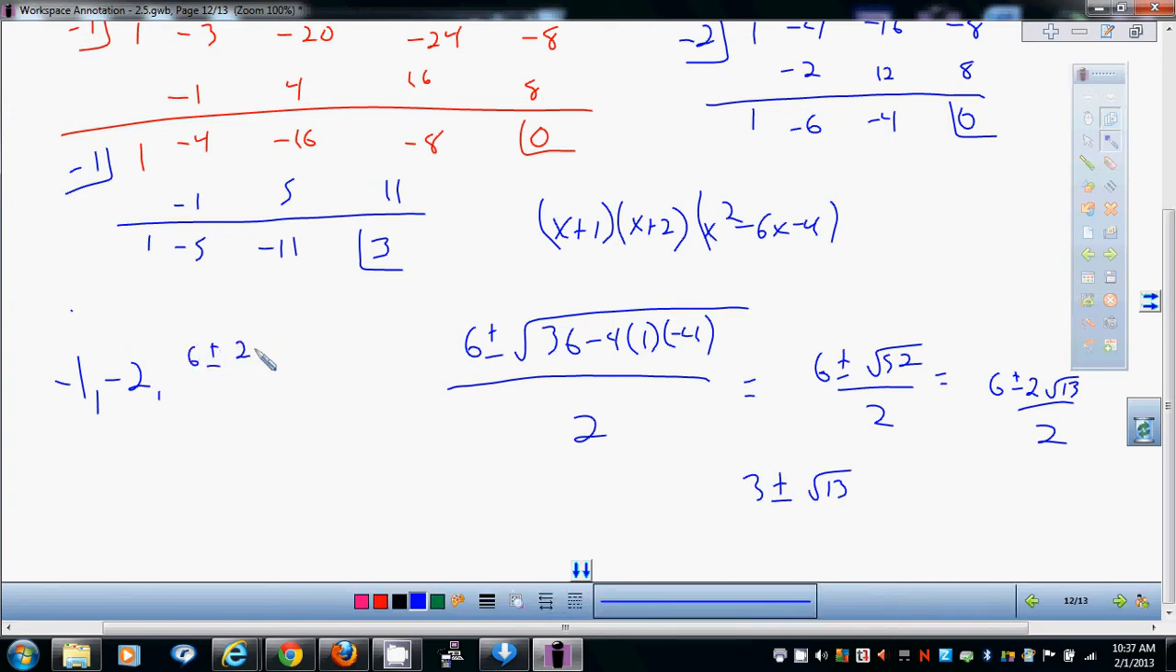And sure enough, 3 of them were negative, and 1 of them was positive. Because 3 minus is going to be negative, 3 plus is going to be positive. Just like Descartes told us.